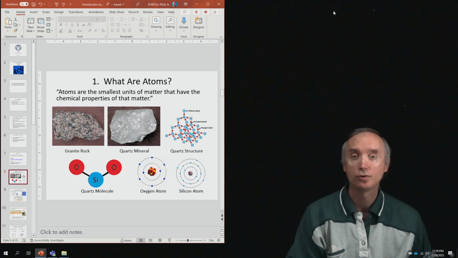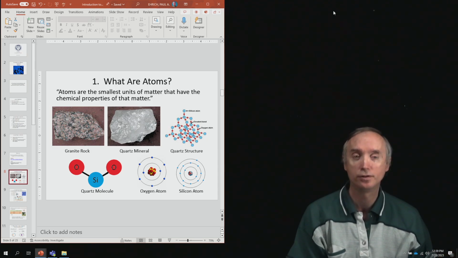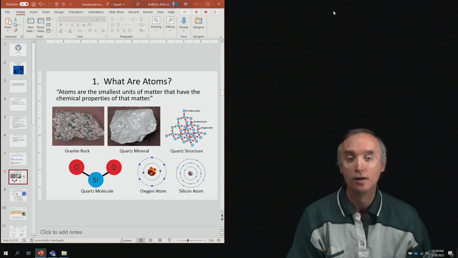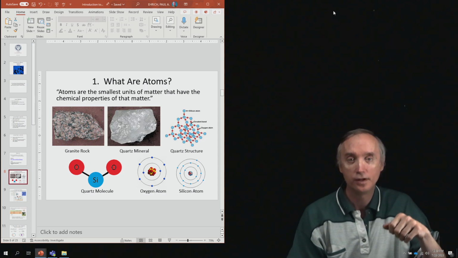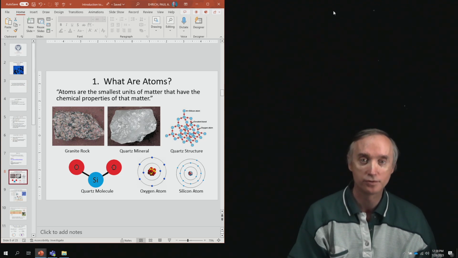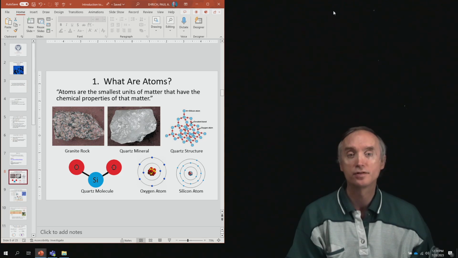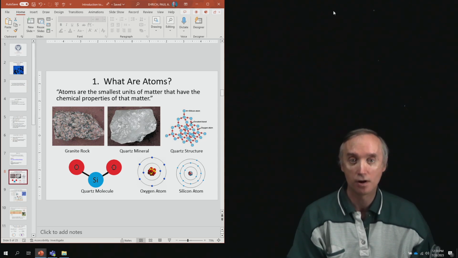If you were to take a hammer and hit a piece of granite, you're going to end up with more pieces of granite. But if you keep pounding on the granite, eventually you're going to get down to the point where you have one of those speckles. And the speckles are minerals. For example, in the rock granite, the clear speckles are the mineral quartz.